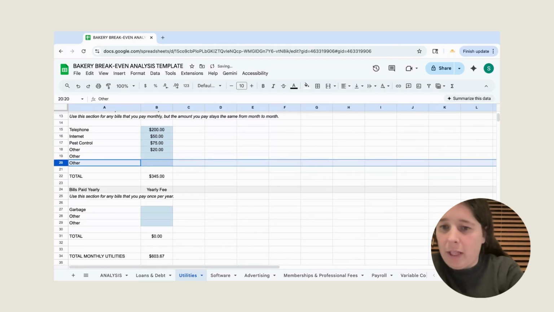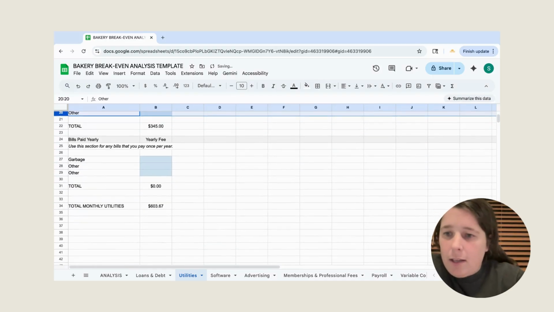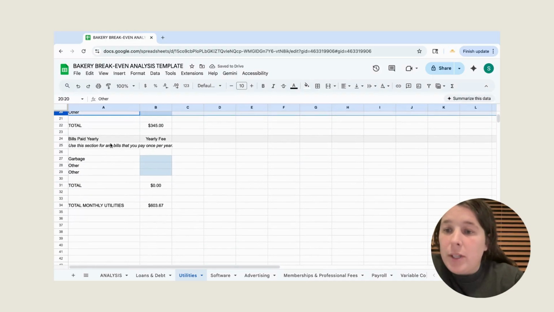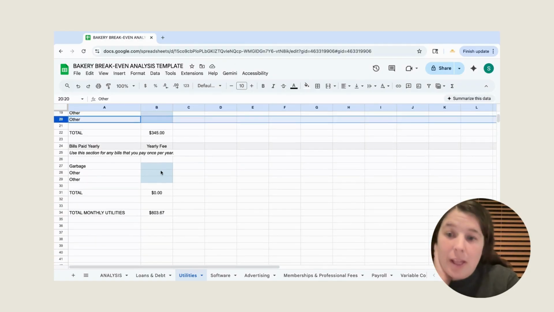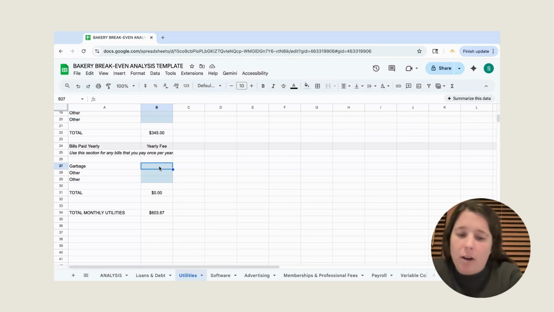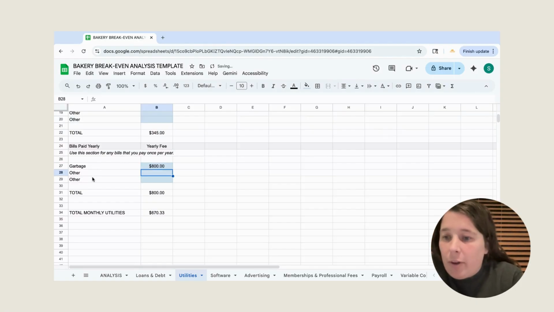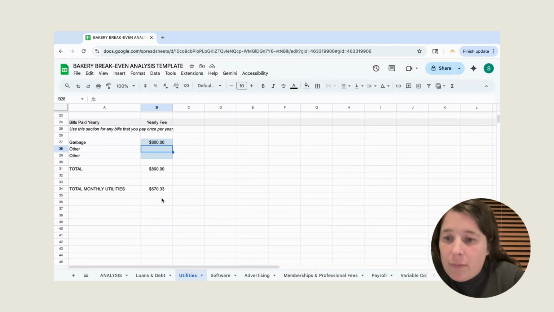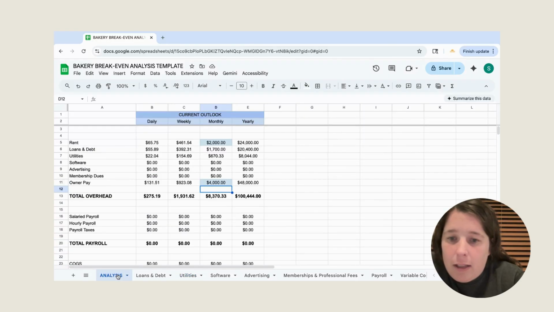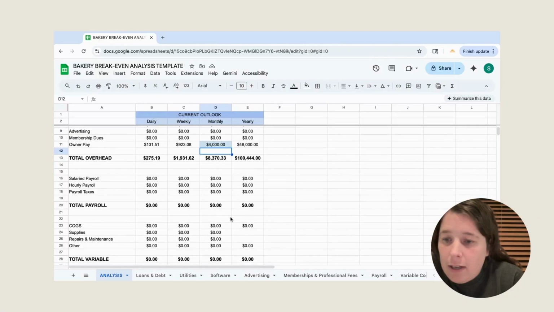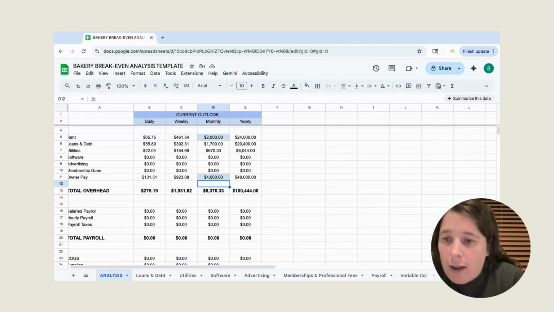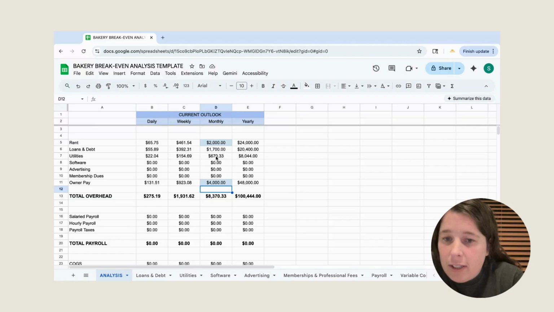And then the bottom one is bills paid yearly. So anything that you pay yearly rather than monthly. I put garbage here even though I pay garbage monthly, but I wanted to have something here. So you can put any items you have there. If you don't have anything, just leave them blank or leave it 0. And then again, that comes over here and shows under utilities.